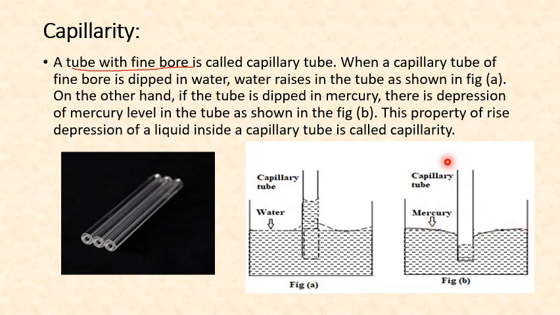So what happens is this liquid will either rise or go down inside a capillary tube depending on the property of the liquid. This property of rise and depression of a liquid inside a capillary tube is called capillarity. So capillarity is nothing but the physical property of the liquid to rise or to depress inside a capillary tube.